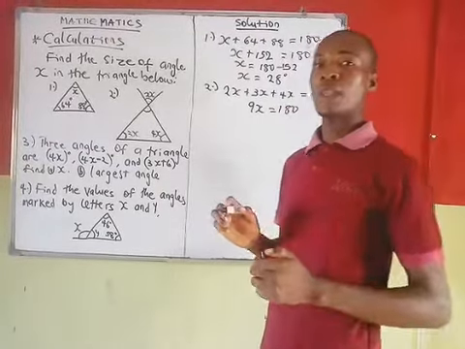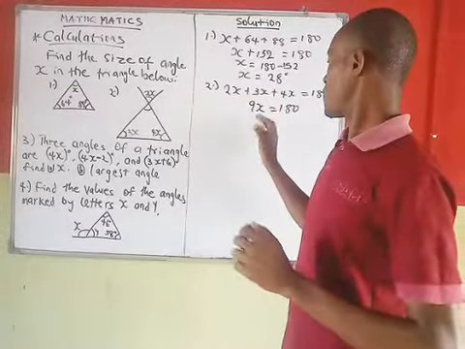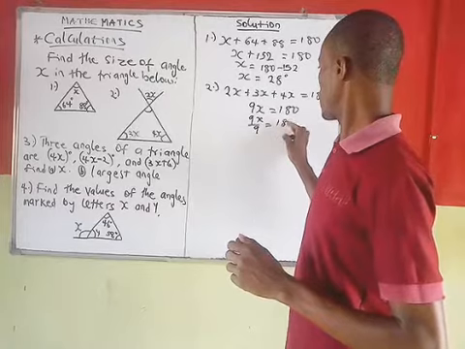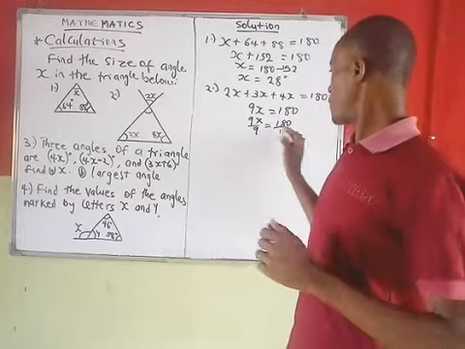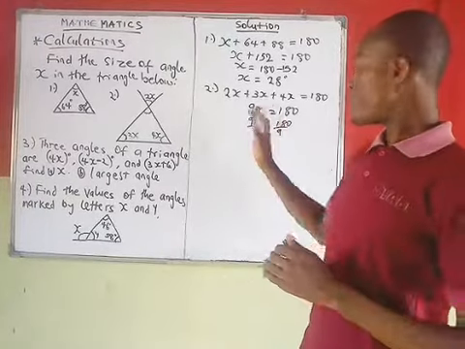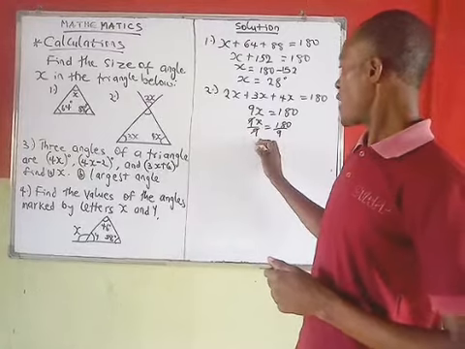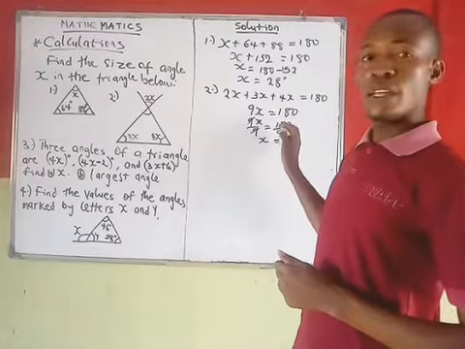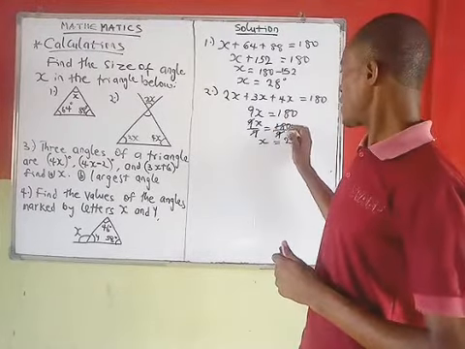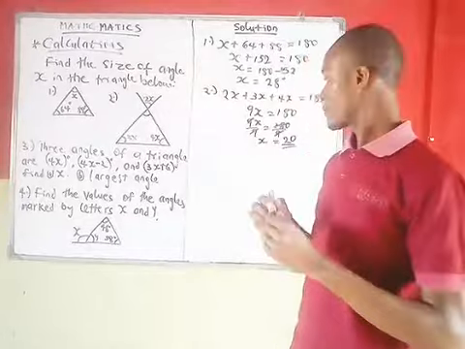180 degrees. So the next thing, divide both sides by the coefficient of x. The coefficient of x here is 9. So we divide both sides by 9. 9x divided by 9 gives x, equal to 180 divided by 9. 18 divided by 9 is 2, and 0 divided by 9 is 0. So x is equal to 20 degrees.